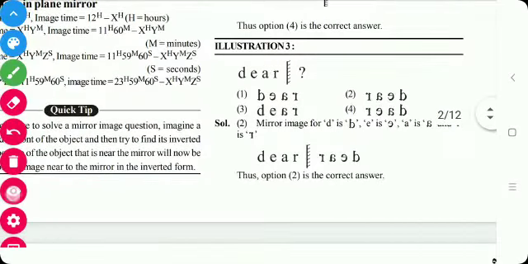Next is DEAR. The mirror image of DEAR is this, as it starts with R: RAED.